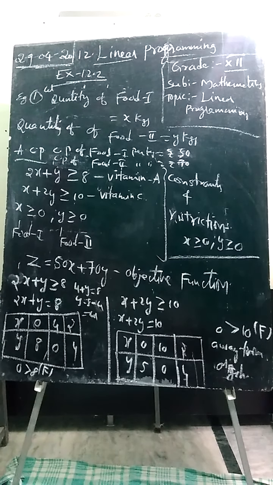Now, in this panic situation, it is very important to improve our vitamin C levels. Then x is greater than or equal to 0, y is greater than or equal to 0, because food quantity is never negative. Food 1, food 2. Frame the objective function, that is nothing but minimizing the value, because we need to find the minimum cost.